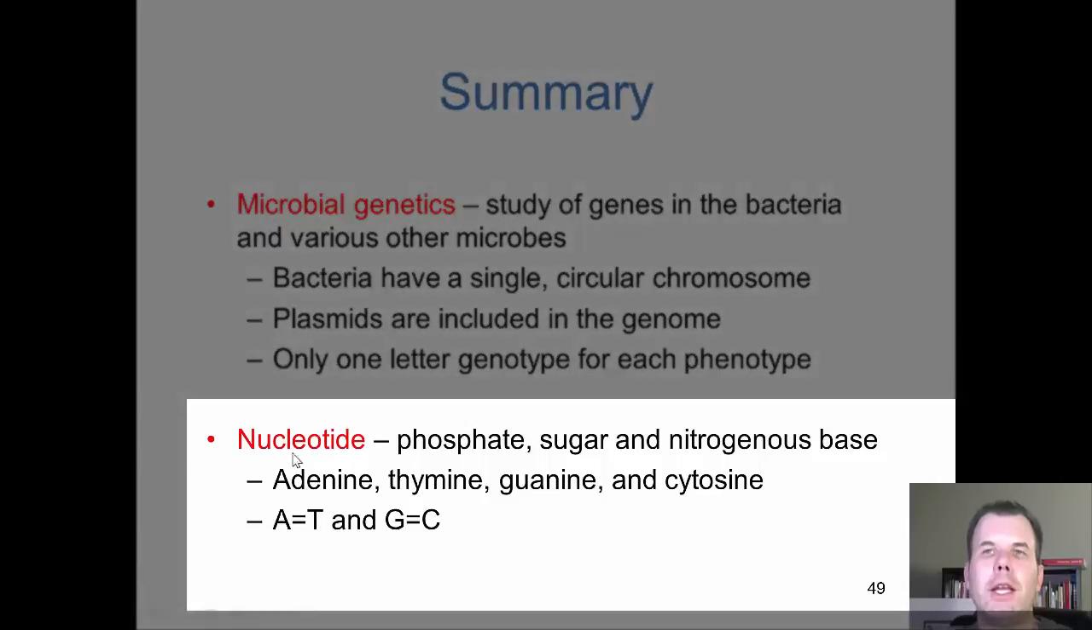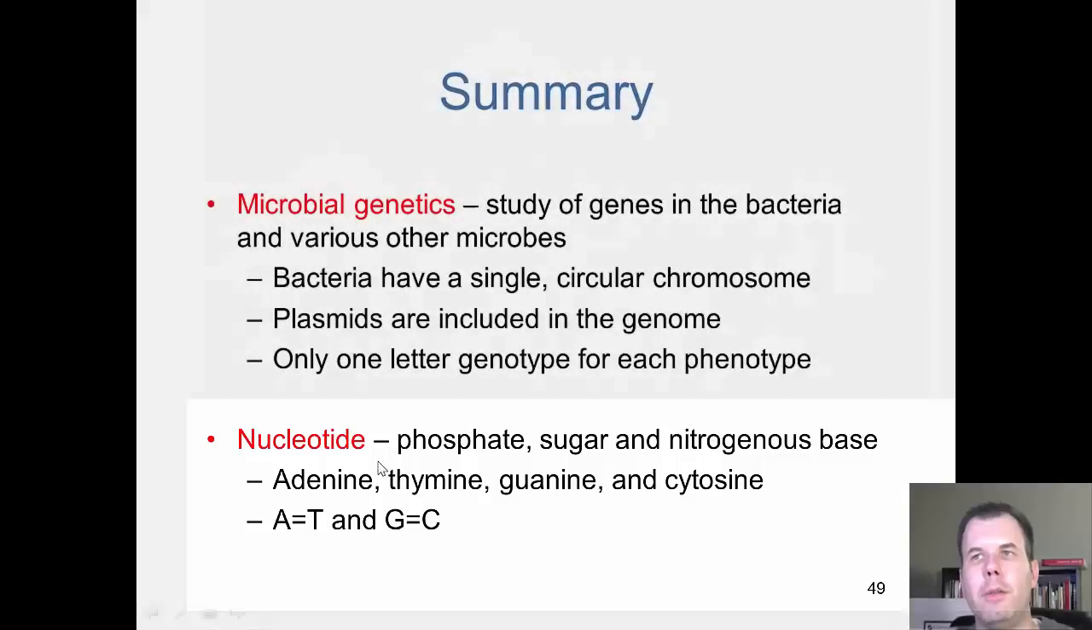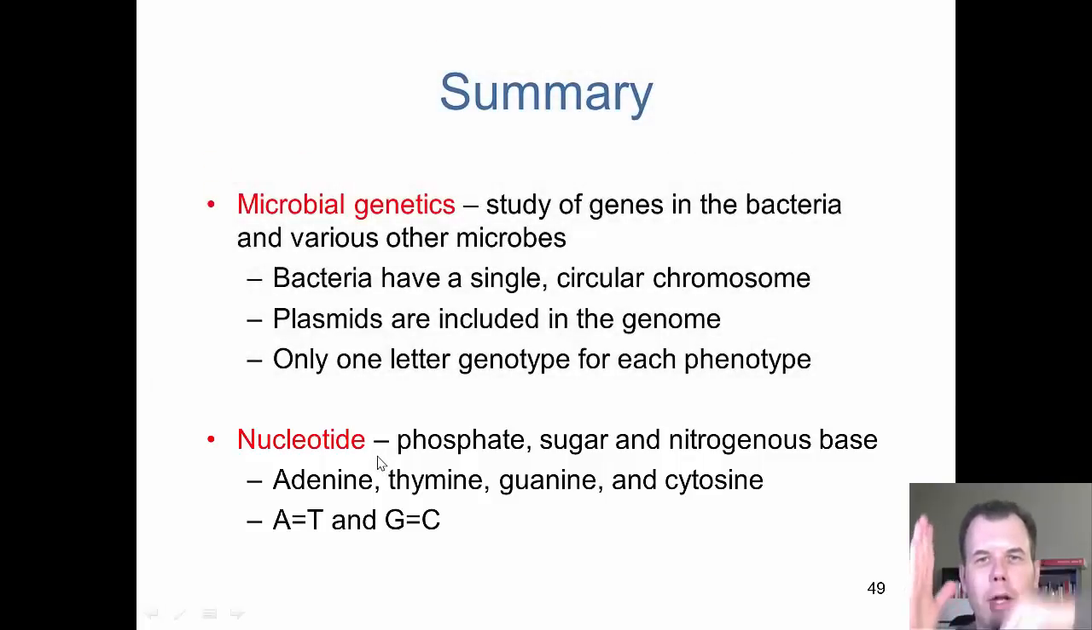Okay, remember for the DNA structure, we talked about the nucleotide. The nucleotide is the phosphate, the sugar, and the base. And remember, in DNA, the strands run in opposite directions, 5 prime to 3 prime in one direction, and 3 prime to 5 prime in the other direction. And A's and T's bind together, and G's and C's bind together in the DNA.